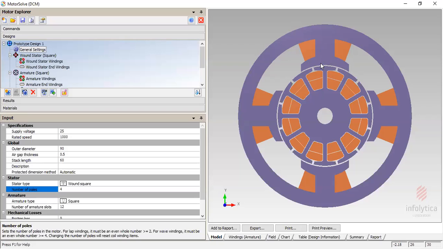Now coming to this aspect, the next part is the rotor. In the rotor, the centermost portion is the shaft. This shaft is made up of a non-magnetic material.